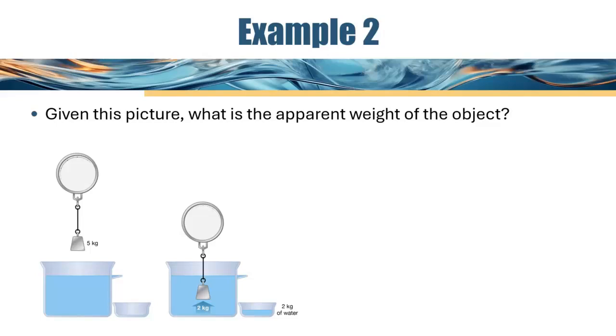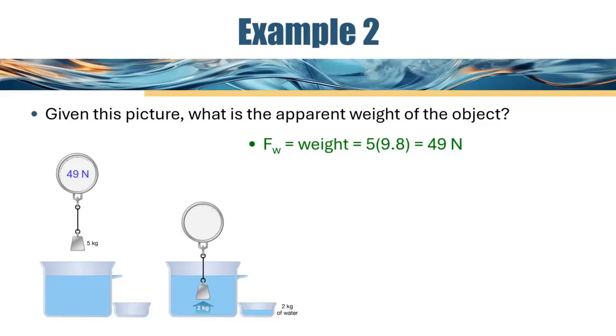Let's look at this example. It says, given the picture, what is the apparent weight of the object? So we have a 5 kilogram mass hanging from a spring scale. And the first thing I think would be helpful to know is, what does this object weigh in air? So 5 times 9.8 is 49 newtons.